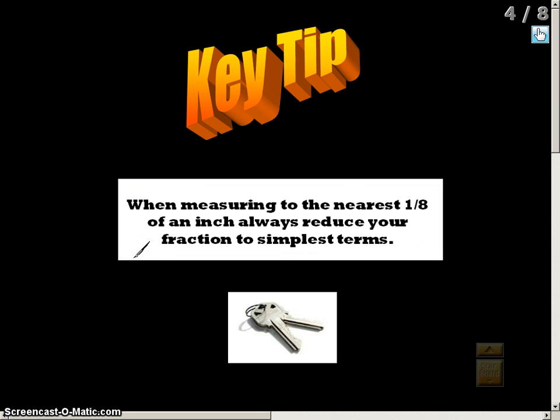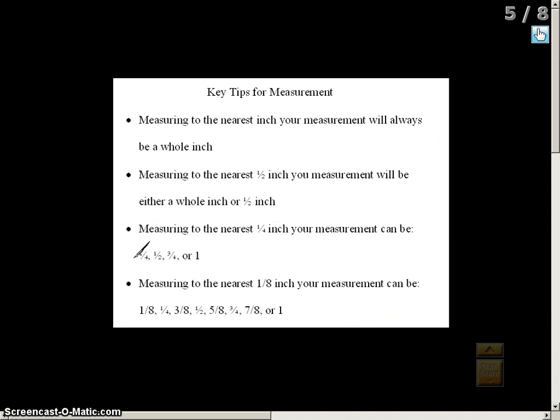So that's important to know whenever you're dealing with a ruler. Now, a key tip for today: when measuring to the nearest eighth of an inch, always reduce your fractions to simplest terms. It's important to reduce your fraction to simplest terms.